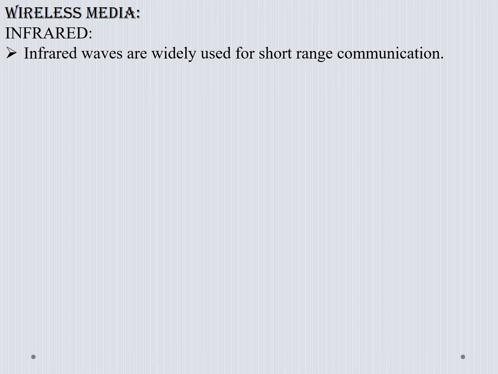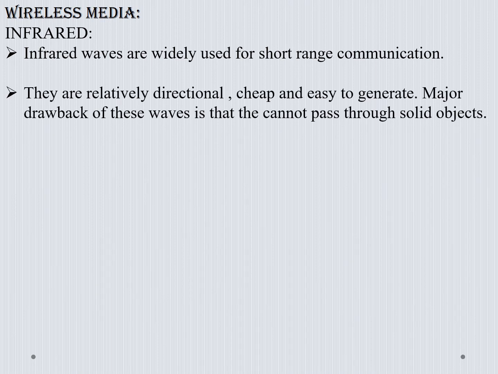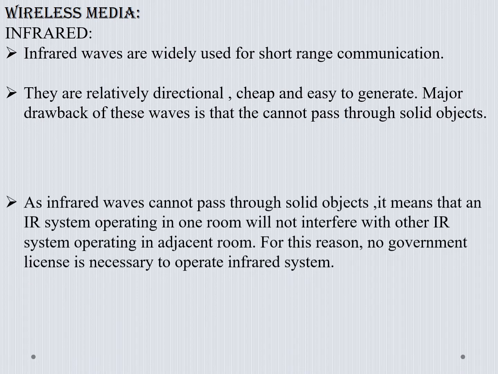Infrared rays travel in a short range, so they will not penetrate into buildings, not even in the neighborhood. That is why, whenever we are using infrared rays for communication, we don't require any government license. They are relatively directional, cheap and easy to generate. The major drawback of this wave is that it cannot pass through solid objects.